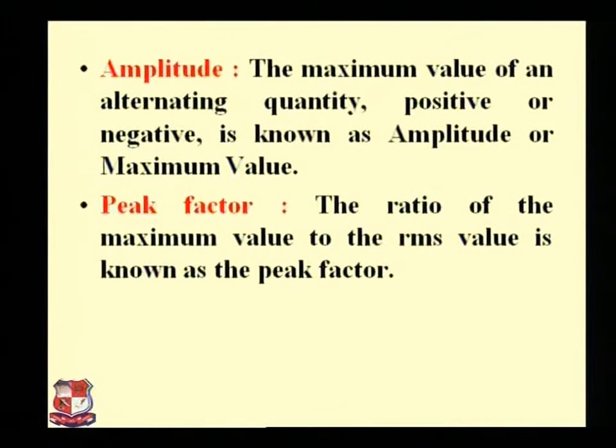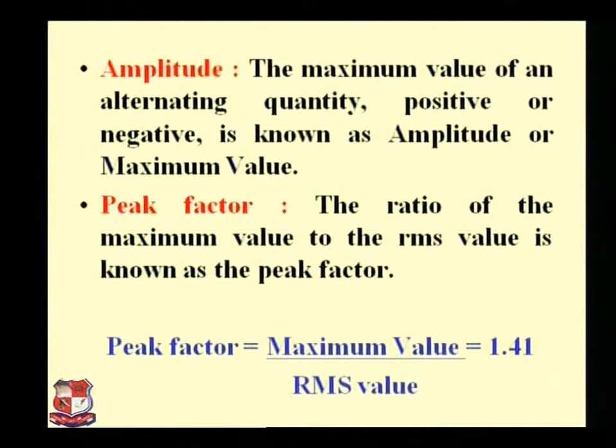Next definition is peak factor. The ratio of maximum value to the RMS value is known as peak factor. In the form of an equation, the peak factor is the ratio of maximum value upon RMS value. As we know, the maximum value is Im and the RMS value is Im upon root 2.